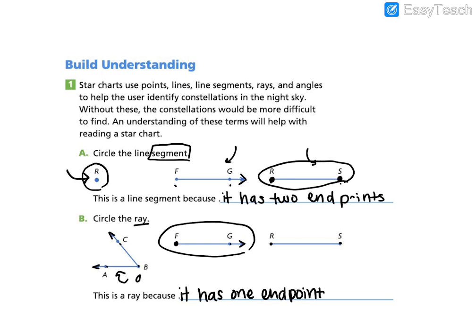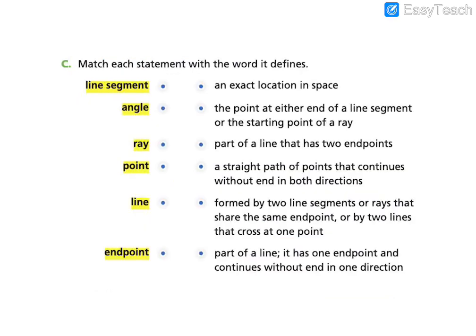Here we have an angle. If it was extending in both directions, then we would have our line. So let's go ahead and do letter C now and match up our vocabulary. Okay, so we just found a line segment in that first question. So find the definition of a line segment.